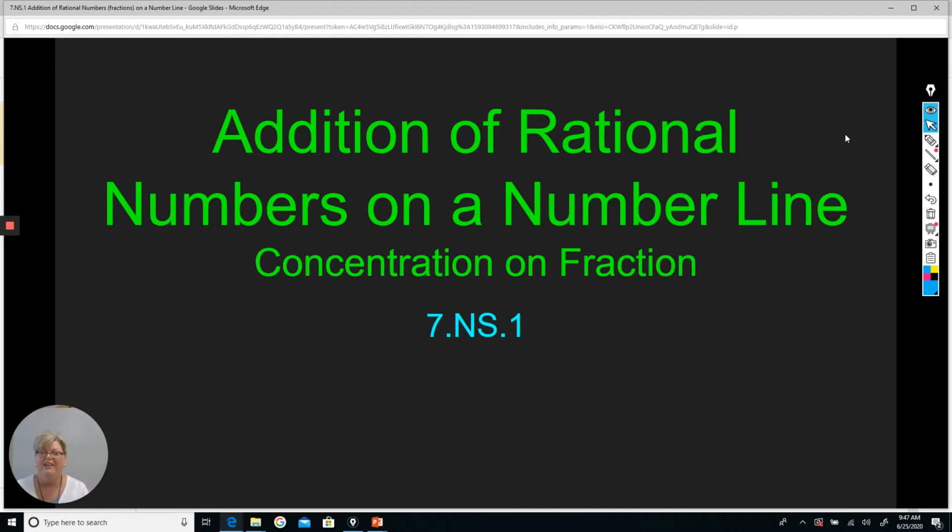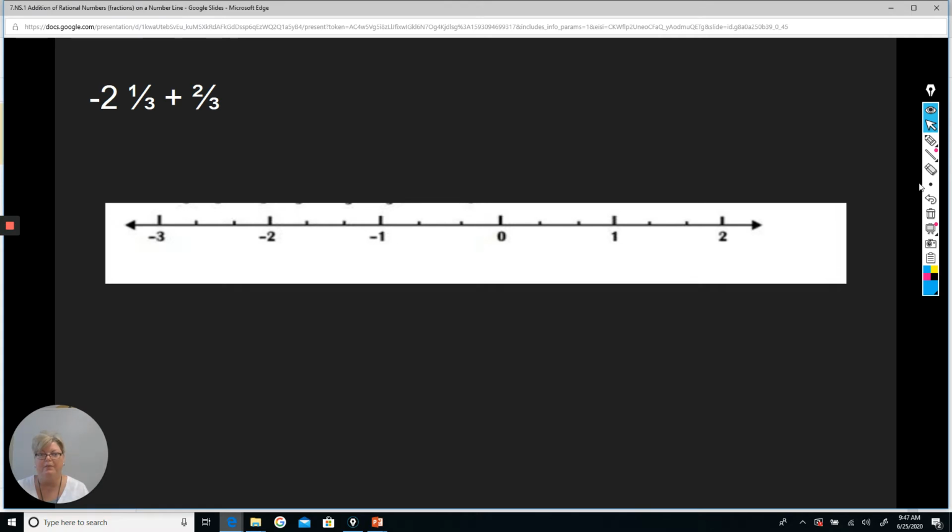Hi, it's Ms. Hancock, and today we're going to talk about addition of rational numbers on a number line. We're going to concentrate on fractions. The standard is NS1. So let's go ahead and look at the first problem.